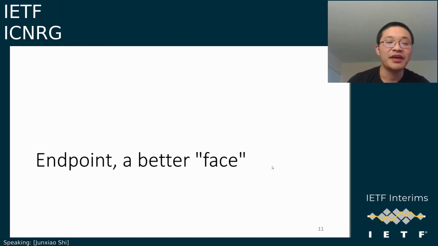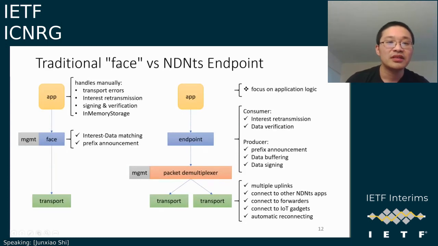Then the other API is the face that is common in many other libraries, but in NDNTS, I named it endpoint. So traditionally, face is a central concept of many NDN client libraries. It's in NDN-CXX and NDN-CCL. Python-NDN has it slightly different. But what does face do? Face does two things. One is to perform Interest-Data matching. The other is, through the management, doing the prefix announcement. Each face normally corresponds to a single transport. But the face only does these two, and then if you have a socket error in the transport, the application has to handle it manually. Or if you want interest retransmission, data signing, data verification, data buffering with in-memory storage, everything is manual.